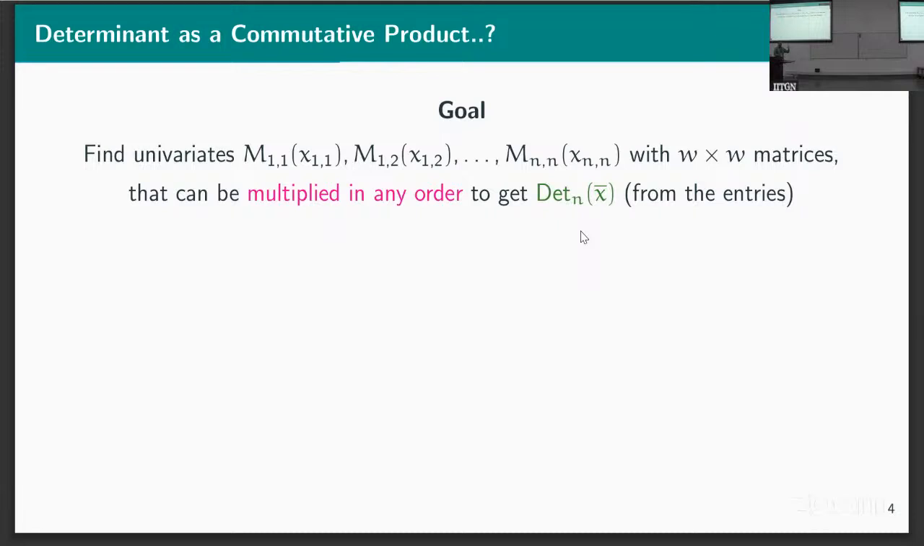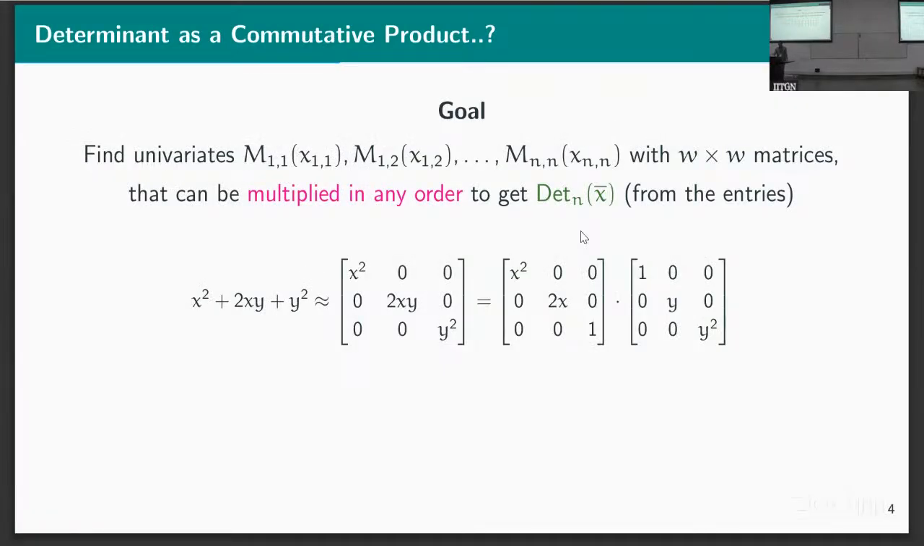You want to find univariates Mij, Xij, with W cross W matrices as coefficients, such that no matter in which order you multiply them, you can still recover determinant from the entries. Is the question clear? But now you want a commutative product. And see, it can be done. I'm not asking for too much.